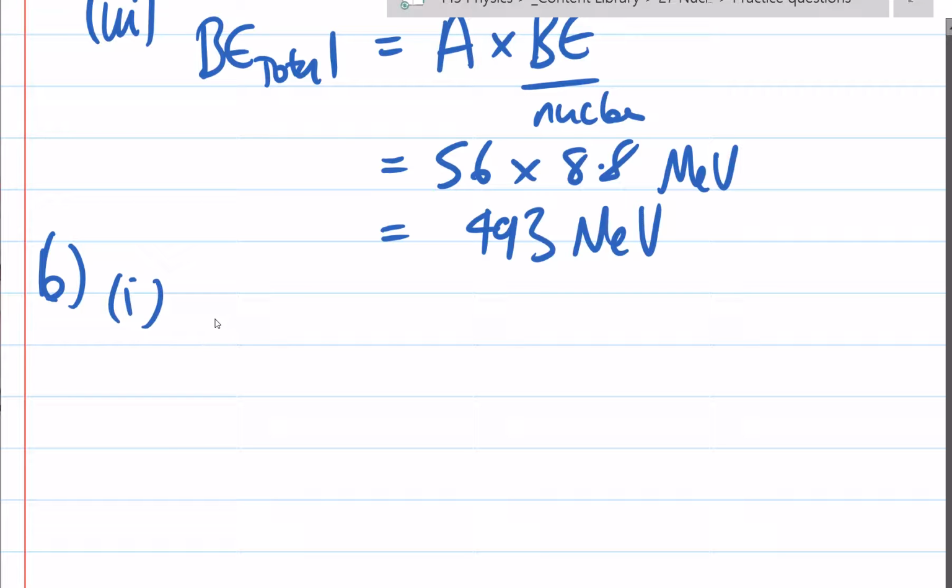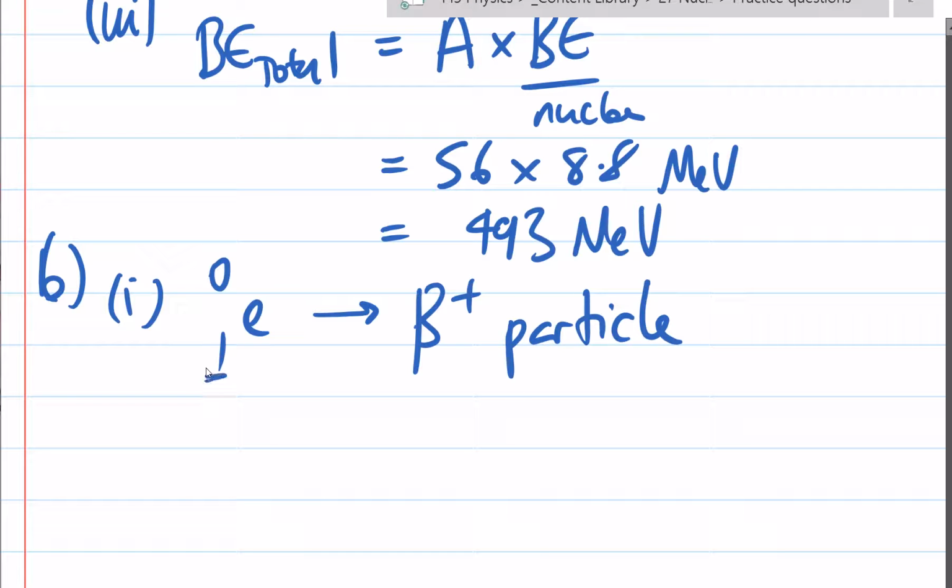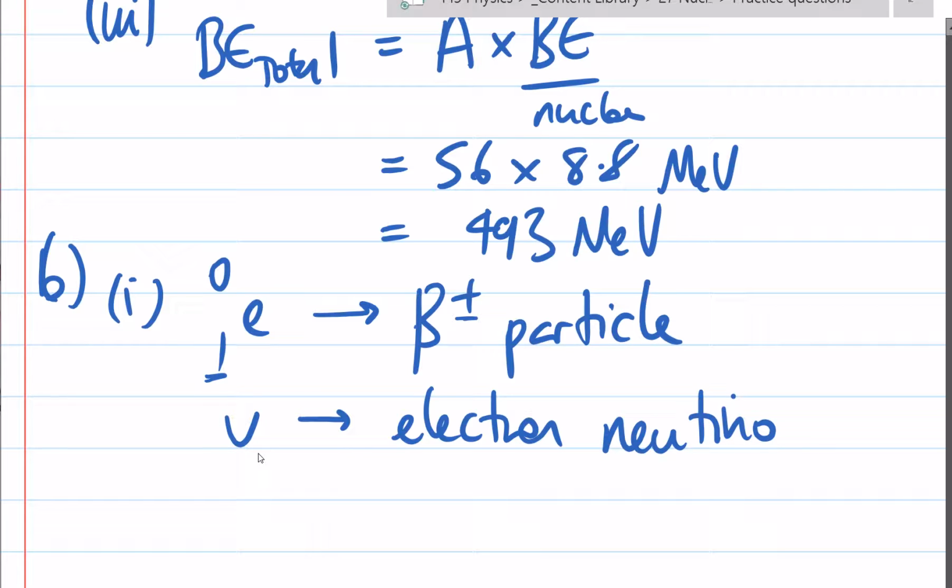Part I, wrong way around. 0.1e represents a positron. A beta plus particle, the same thing. Beta plus particle, because we've got a positive charge there, so it's a beta plus. And that represents an electron neutrino, even though they haven't put the subscript E on there, so it should strictly have that. We know it's got to be an electron neutrino because this is an electron. It needs to be the same type of neutrino.